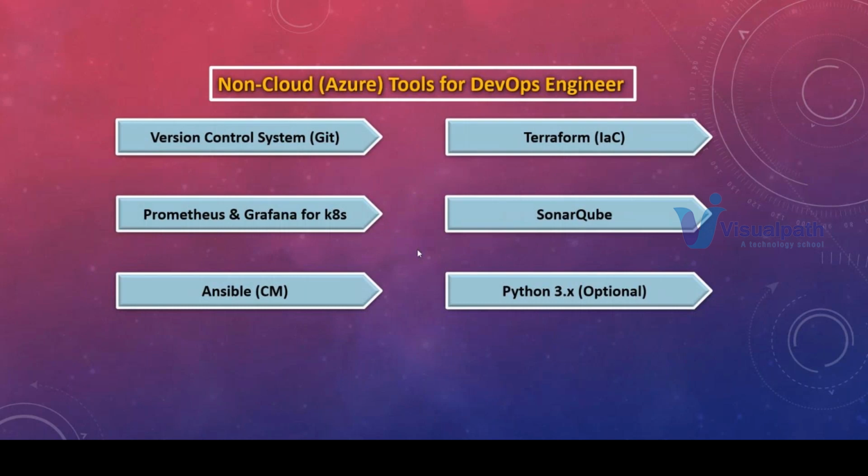Git is a version control system. In version control systems, we have two types: centralized version control system and distributed version control system. We'll talk about that in detail in the course, but I just want to say we will be covering the version control system called Git. And to monitor Kubernetes, we use Prometheus and Grafana to monitor your applications on a Kubernetes cluster.